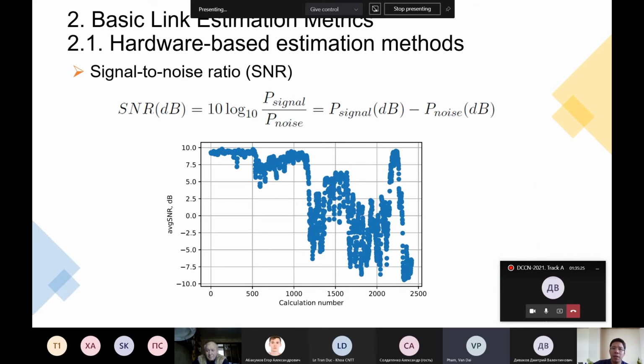Another metric is the signal-to-noise ratio, which defines the level of received signal relative to the level of background noise. The less noise is generated by the receiver, the better the signal-to-noise ratio. The graph here shows the change of SNR from -10 to 10 decibels in LoRa networks, as we know that LoRa technology has a high reception sensitivity.